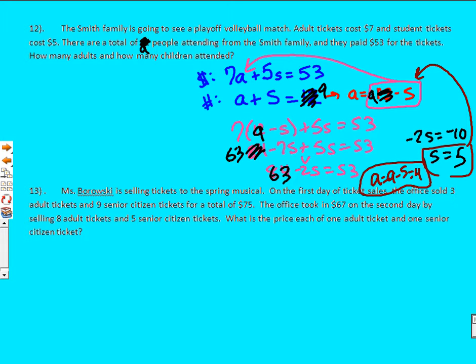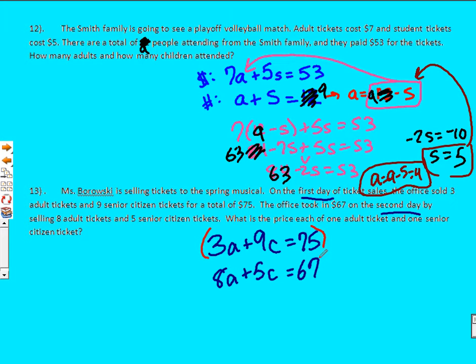Last one. Miss B selling tickets to the spring musical. We have a day 1 and a day 2 going on. On day 1, they sold 3 adult tickets plus 9, I'll call it C because I don't like using S, you can see how it gets confusing. So 3 adult plus 9 senior citizens gives you $75 for day 1. Second day, they give you $67 in the end, and they sold 8 adult and 5 senior citizen for that one. What's the price of each type of ticket?